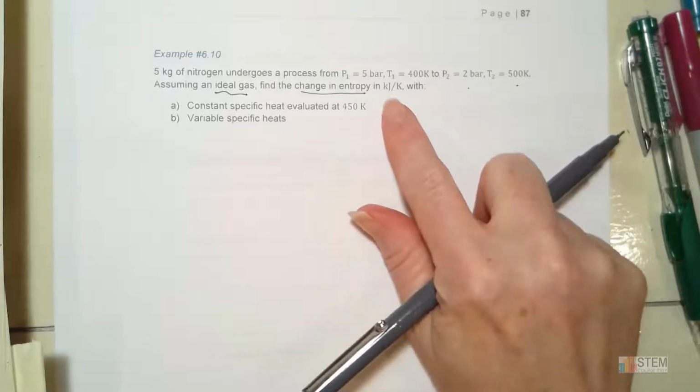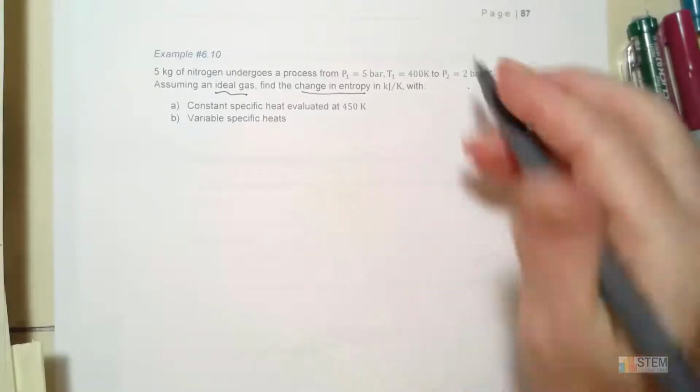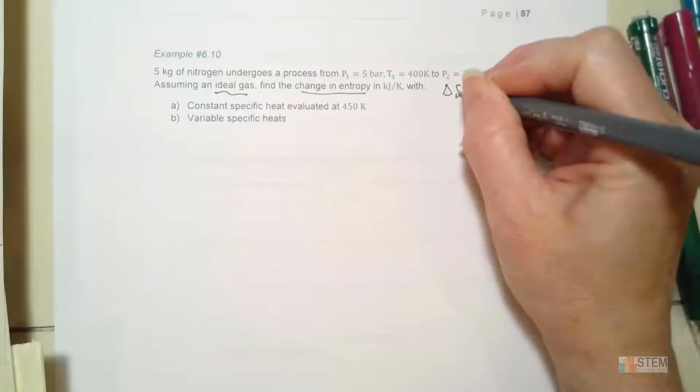And we want to find the change in entropy. Notice the units are kilojoules per Kelvin. So what variable are we looking for? We're looking for entropy or specific entropy? We're looking for capital S, right? So I want delta capital S.